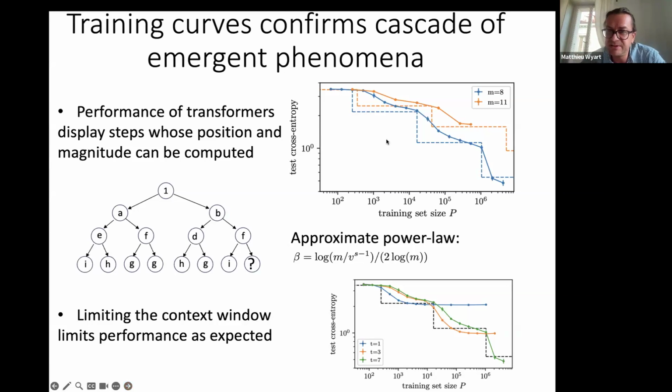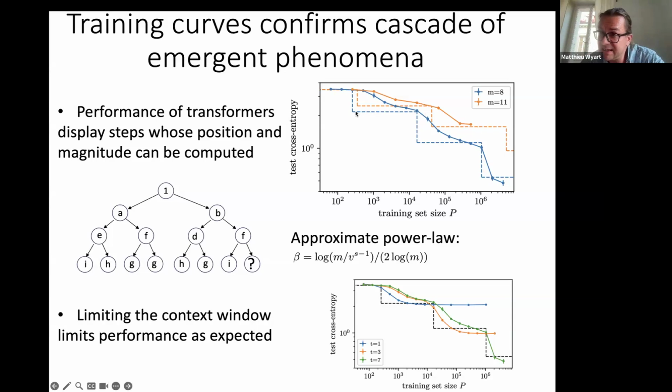So this is this figure. Just look at one instantiation of the model, let's say the blue one. This is the training curve, the test cross entropy as a function of the size of the training set. If you look at those vertical bars here, that's where we predict that the number of data is enough to start learning the hierarchical representation at a deeper level, longer range and deeper.